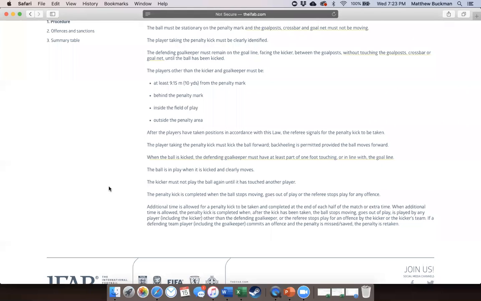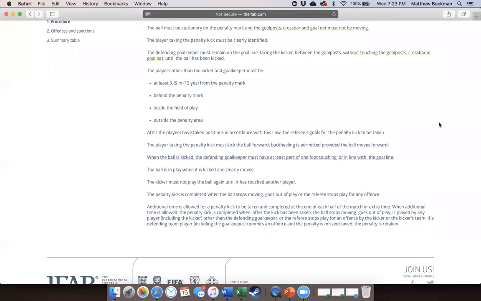Because if you give additional time for the taking of the penalty kick, we need to better define when that penalty kick has actually been completed. So that's why that information is in the laws. Any questions at this point on stuff we've already talked about?